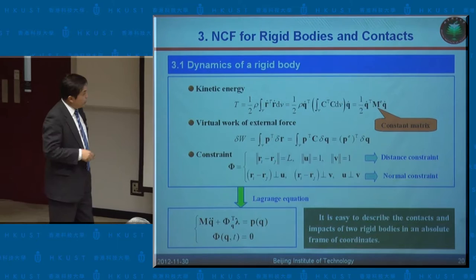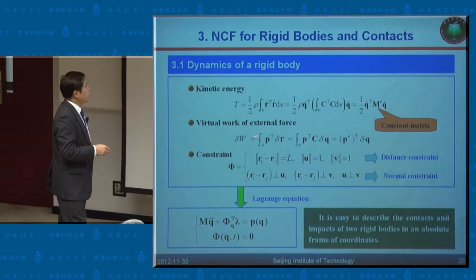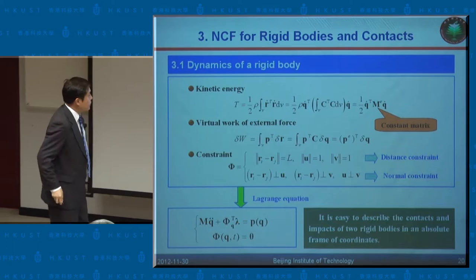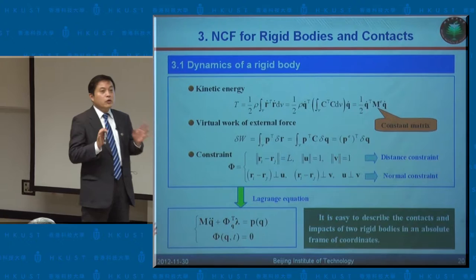OK, then we can write down the kinetic energy this way. And we also have the constant matrix of inertial properties. And we can write down the virtual work of the external force and the constraint, including, say, the contact between the journals and the bearings, etc. Later on, I will talk about it in detail. Then put these quantities into Lagrange equation together with the constraint functions. Then it's easier for you to describe the overall motion of a rigid body together with the constraints.